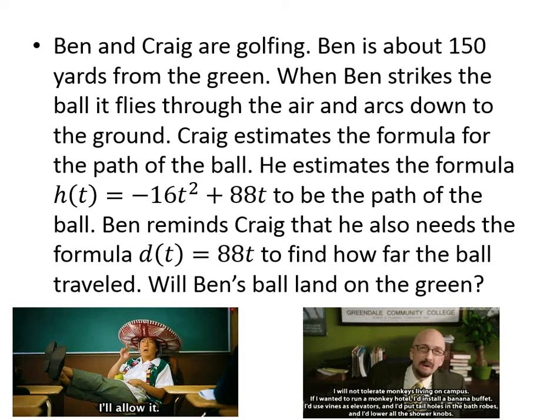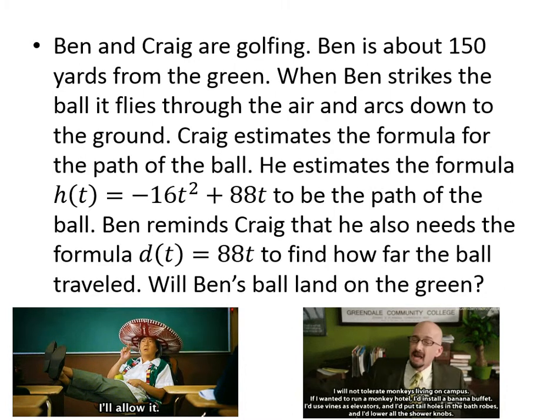Ben reminds Craig that he also needs the formula d(t), the distance of the ball at time t, which is 88t. That tells you how far the ball has traveled. And h(t) tells you how high the ball is at any given time, or the path of the ball if you're looking at it from off to the side. Okay, so now the question is, will Ben's ball be on the green?